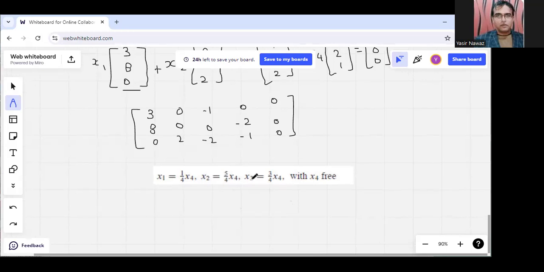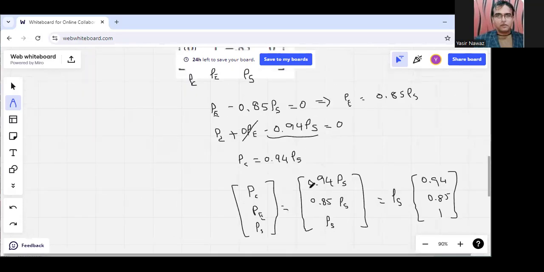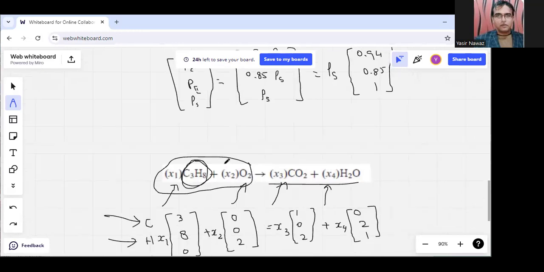So to reduce into the integer form, you can choose the value of x4 to be a multiple of 4. Suppose that x4 is 4. If x4 is 4, then x1 would be 1, x2 would become 5, and x3 would become 3. So you can use these x1, x2, and x3 to balance the chemical equation.